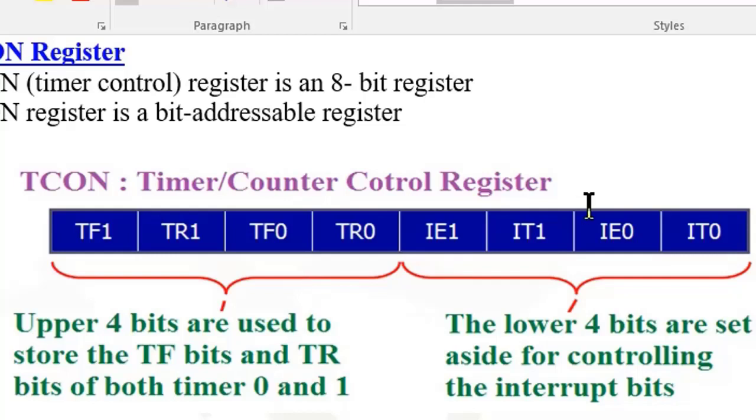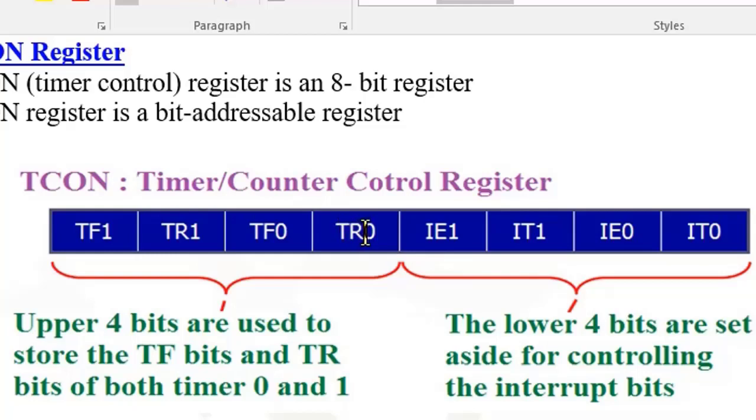The higher 4 bits. What is this? This is TR0. This is timer run 0, means timer 0 run bit. Already we have used this instruction. As the TCON register is a bit addressable register, each bit can be addressed.